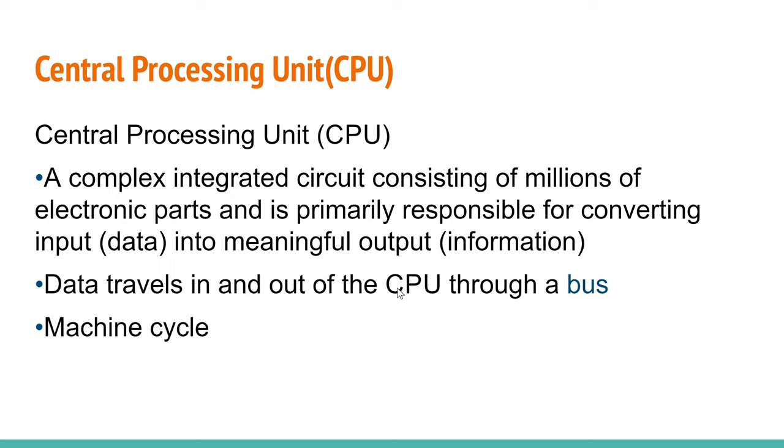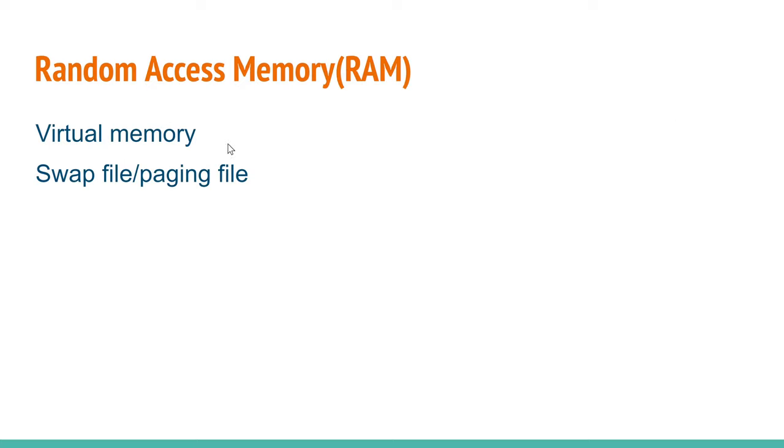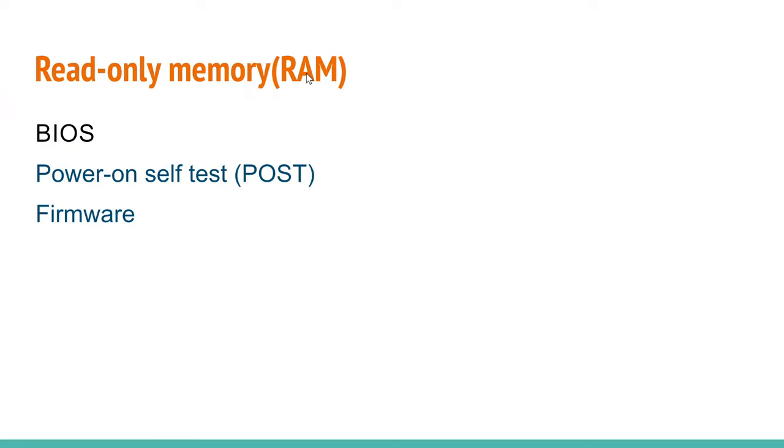Data travels in and out of the CPU through a machine cycle. Computer memory is responsible for holding data and programs as they are being processed by the CPU. Random access memory, virtual memory, and swap file, also called paging file. Read-only memory, ROM: BIOS, power-on self-test, POST, and firmware.